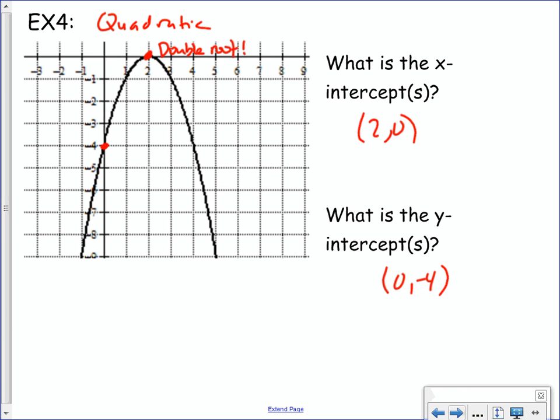Then it's not a function. It's a relation, but not a function, right? A function has to pass the vertical line test. All of these are functions.